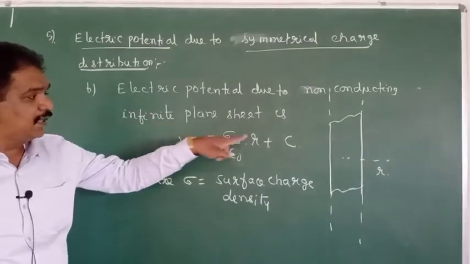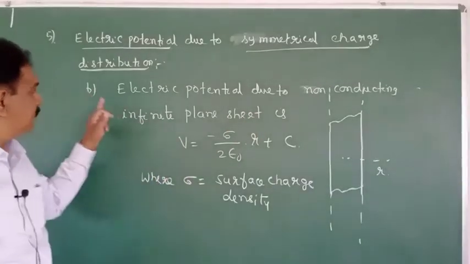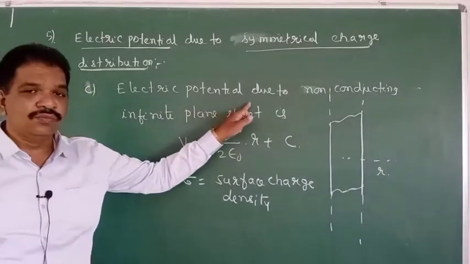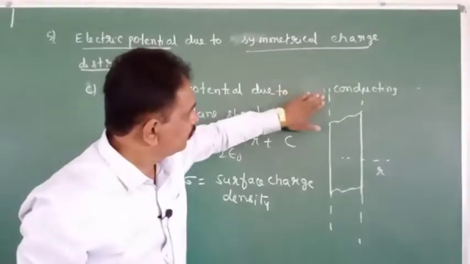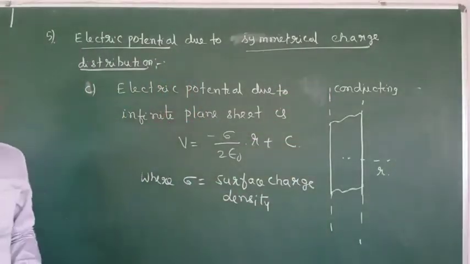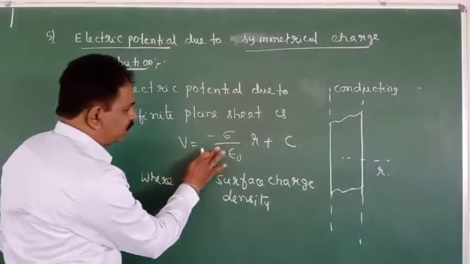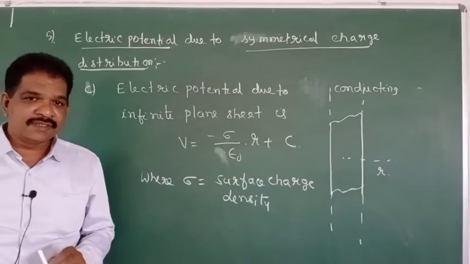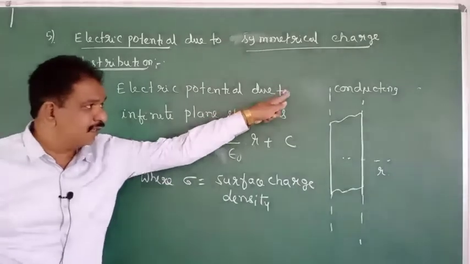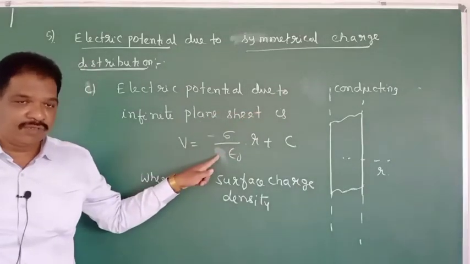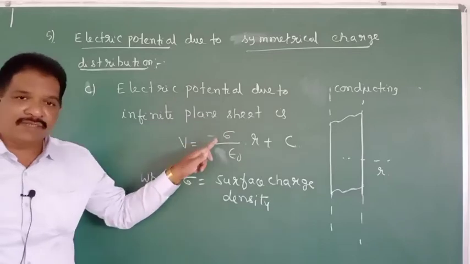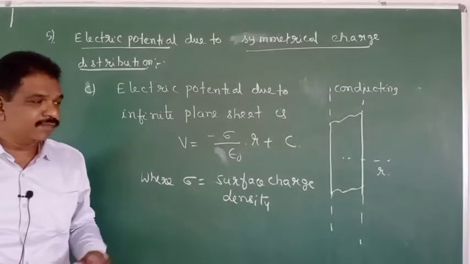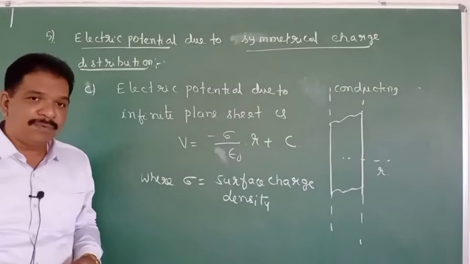If it is a conducting plane sheet, the electric potential due to a conducting infinite plane sheet is V is equal to minus sigma by epsilon naught into R plus C. Clear understanding? If it is non-conducting, the 2 will come in the formula. If it is conducting, minus sigma by epsilon naught into R plus C. This is the formula we have to use there. This is about the infinite plane sheet.